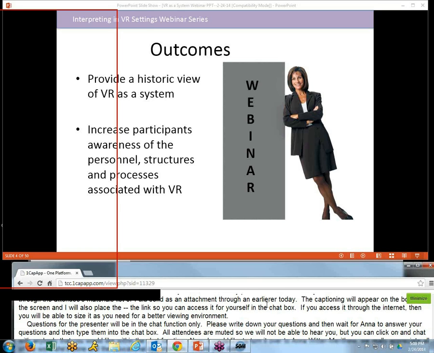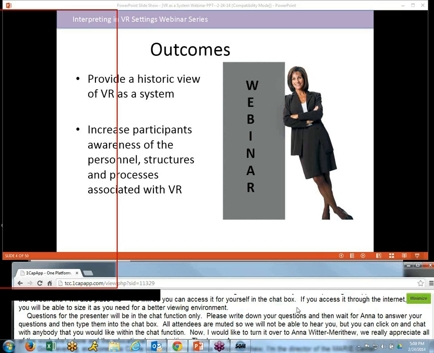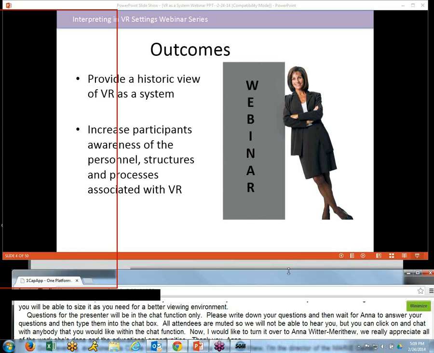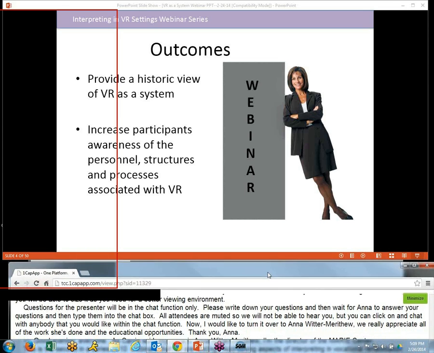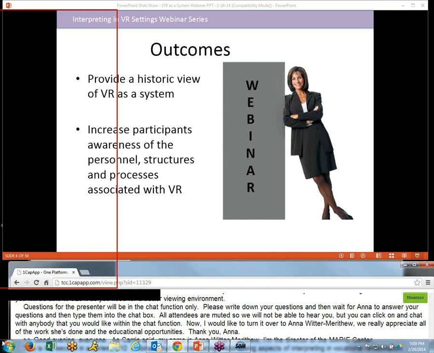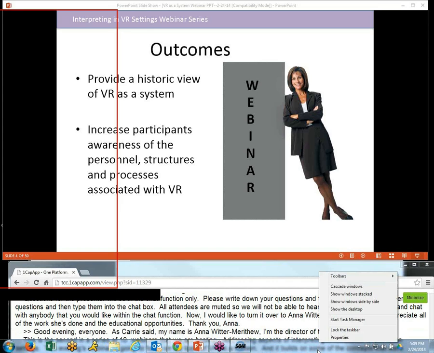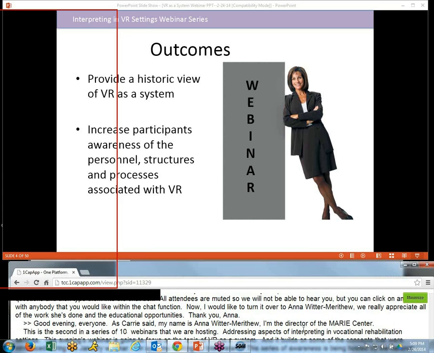As we established in the January webinar on systems thinking for interpreters, a system is essentially an organizational schema. System thinking is a way of viewing the interrelationships between the parts of this schema and viewing the system holistically. So in organizations or systems like VR, it is comprised of people, structures, and processes that work together to make that organization function as a whole, and that's what we're going to be looking at this evening.